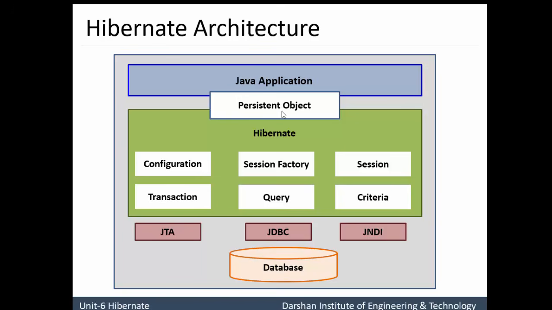So with this, we complete the Hibernate architecture, in which I've explained what a Java application is, the persistent objects that are mapped with the database, then the backend API of Hibernate, which consists of 6 objects, then the JTA, JDBC and JNDI APIs of Java, and then communicating with the database. So this all covers the Hibernate architecture.